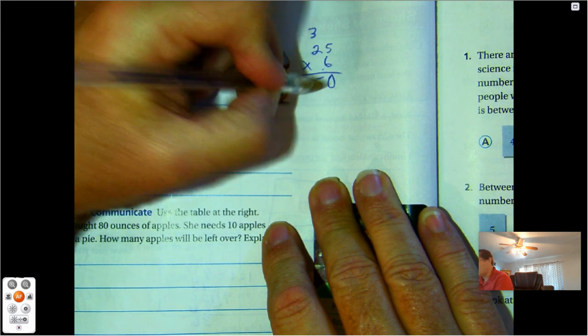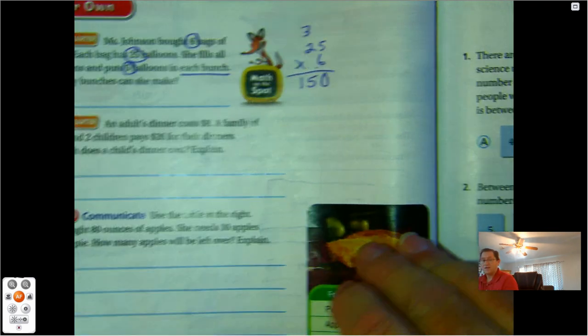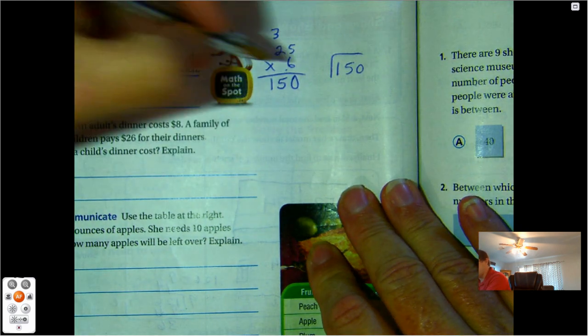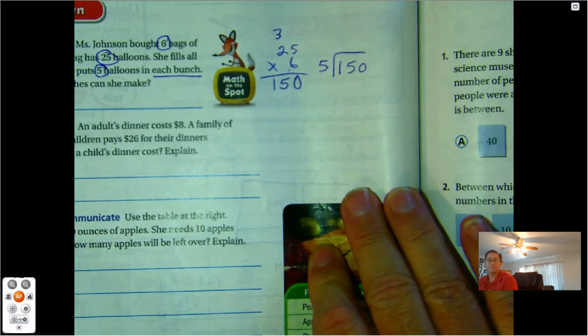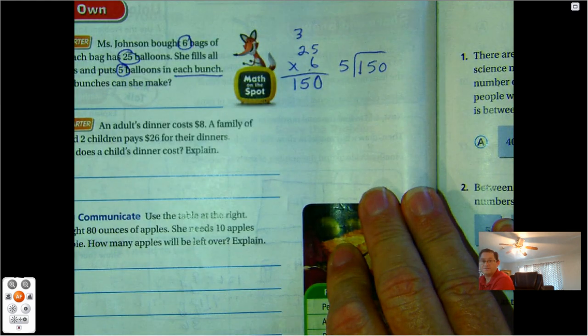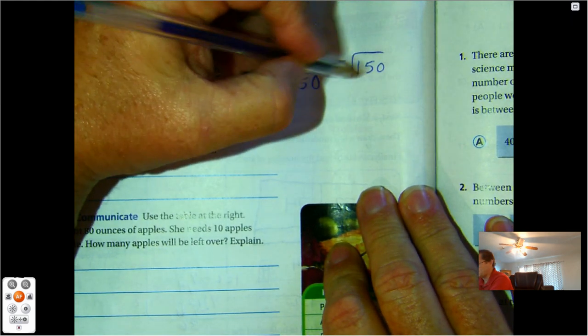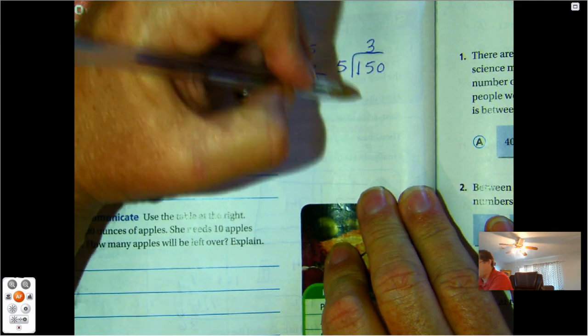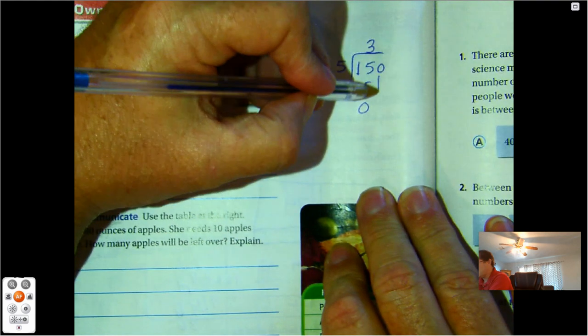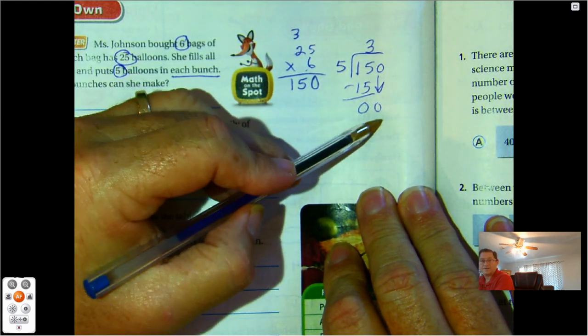We then took those 150 balloons and broke them into groups of 5. I can't share the 1 with the 5 groups, but I can share 15 tens, and 5 times 3 is 15. So I subtract, I get 0. I have 0 ones left to share, so I'm going to put 30. 30 bunches.